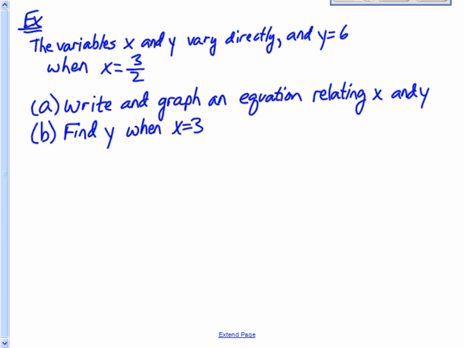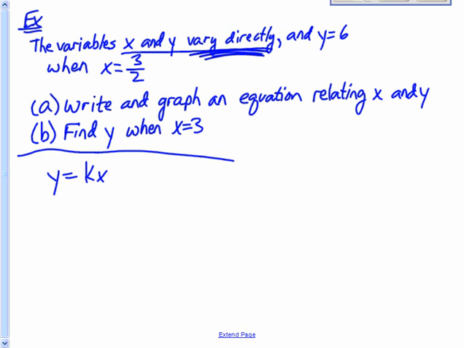Okay, so here's one. The variables x and y vary directly. As soon as you hear that, x and y vary directly, you are thinking to yourself, guess what? Y equals kx, because I know they vary directly, so it's going to be in this form. And then it says y equals 6 when x is 2/3. Okay, so number one, I'm going to do part A. I'm going to write and graph this equation. So I need to solve for k. What's my slope? What's my constant of variation in this case?